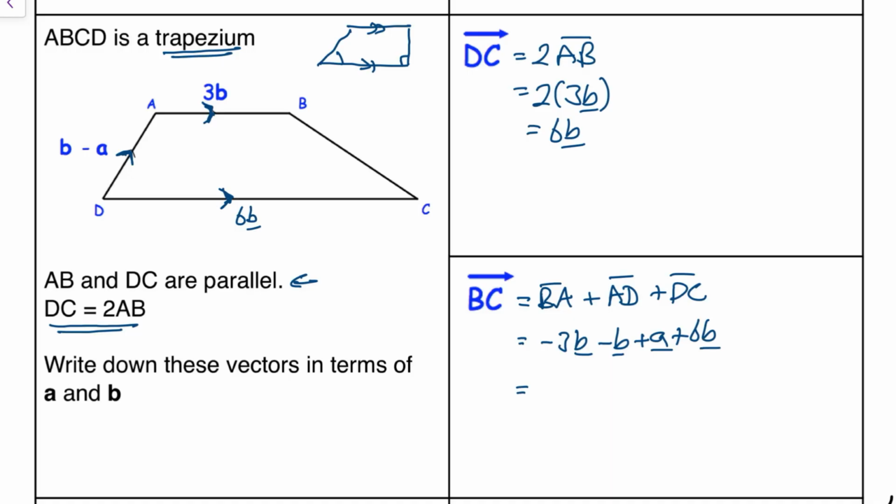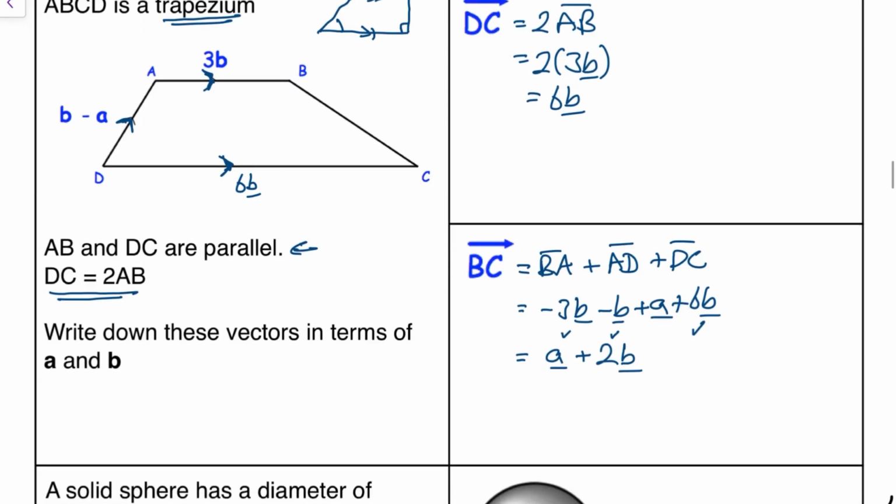And then let's bring all that together. So I've got my a on its own. I've got minus 3 minus 4 plus 6, which is plus 2. So that's going to be a plus 2b. Yeah, happy with that? Yep, question done.